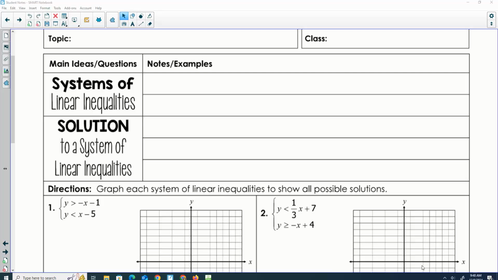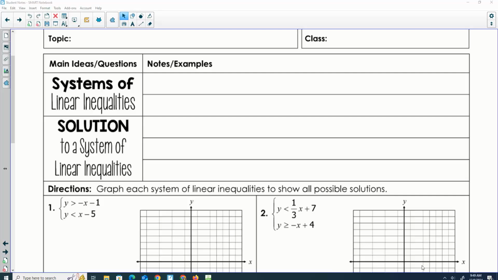How do we know if the line is solid or dashed? If it has an equal to, so less than or equal to, greater than or equal to, that's solid. If there is no equal to, it is a dashed line. Second thing, we had to shade based off the inequality. Less than was below the line, greater than was above the line.